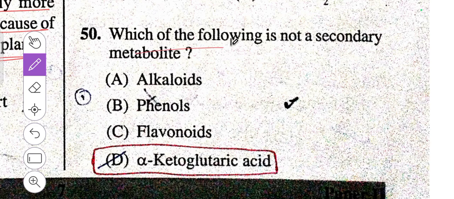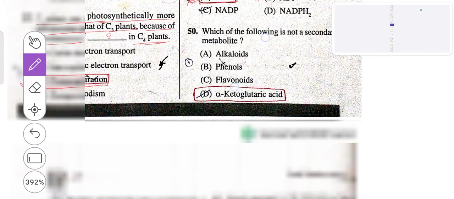Then which of the following is not a secondary metabolite? Here alkaloids, phenols, flavonoids are all secondary metabolites. Whereas alpha ketoglutaric acid is not a secondary metabolite. So next question.